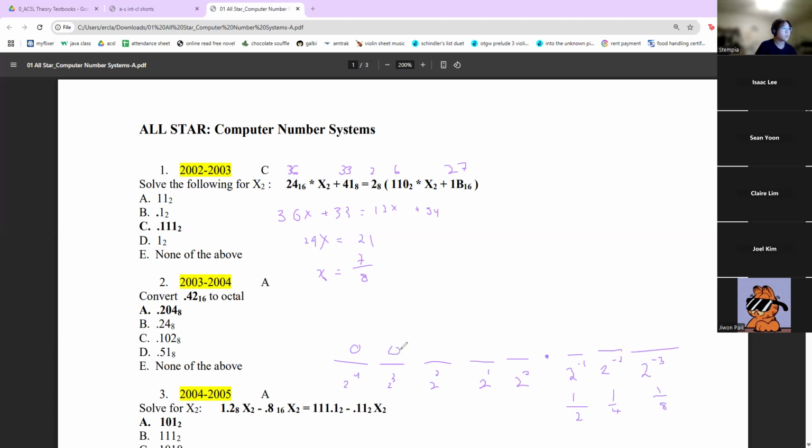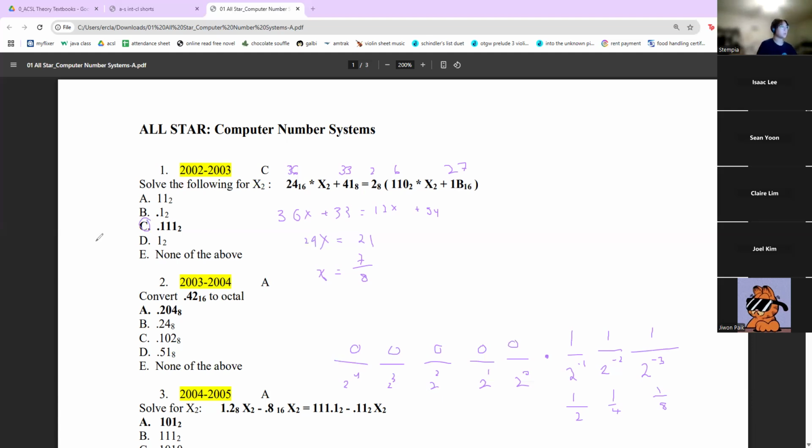To get a total value of 7/8, what do we need to add together? Well, we need to add together a 1/2 that gives us 4/8, plus a 1/4 that gives us 6/8, plus a 1/8 that'll give us a sum of 7/8. And that's it. That's how we convert from a base 10 fractional value to its binary equivalent. That's why the answer to number one is going to be C.